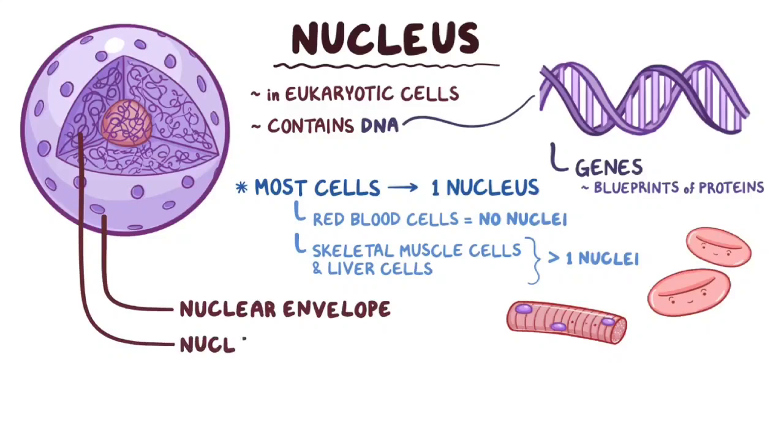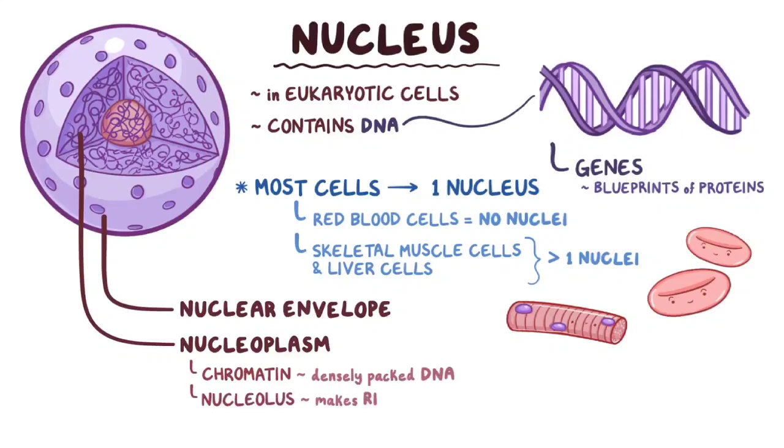Now, the nucleus is surrounded by the nuclear envelope. Inside the nucleus, there's the nucleoplasm, which is a liquid environment very similar to the cell's cytoplasm. Suspended in the nucleoplasm, there's chromatin, which is the densely packed DNA, and also the nucleolus, which makes ribosomes, which in turn helps build proteins.